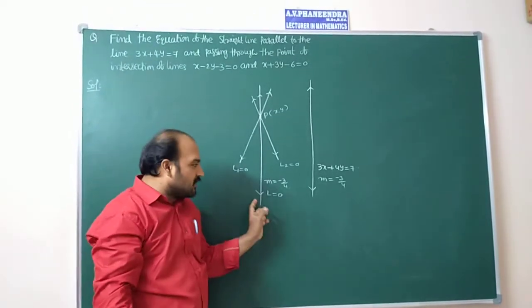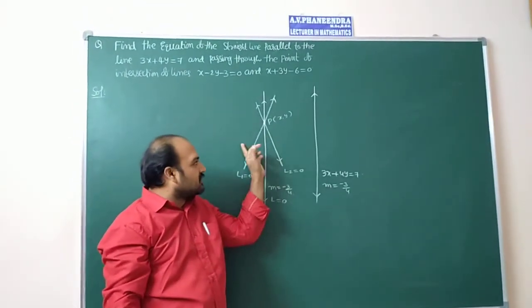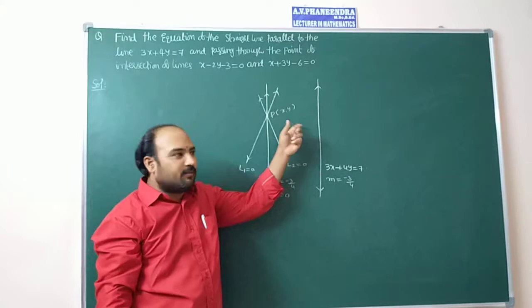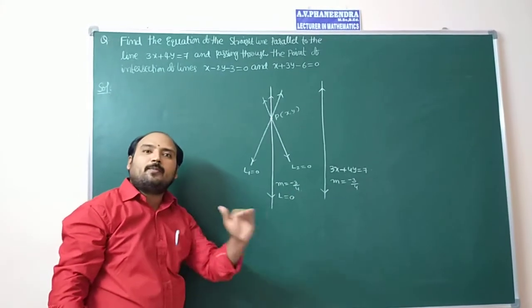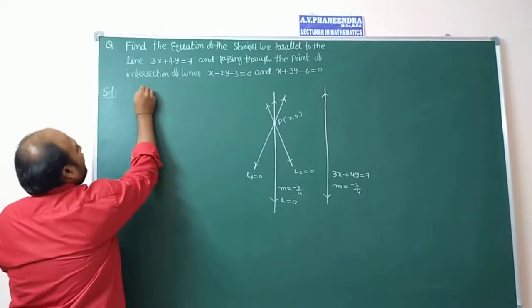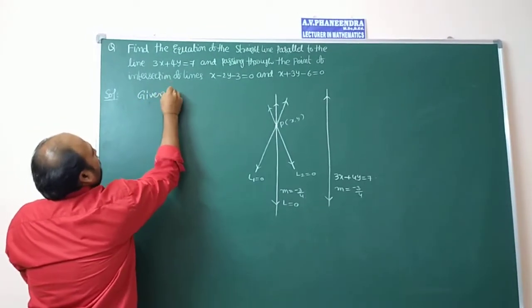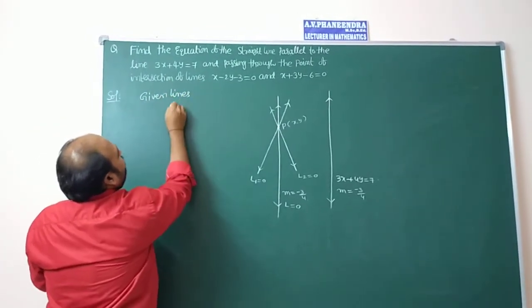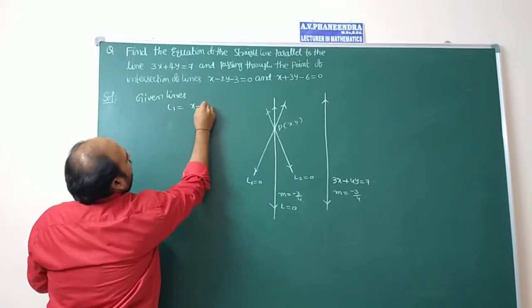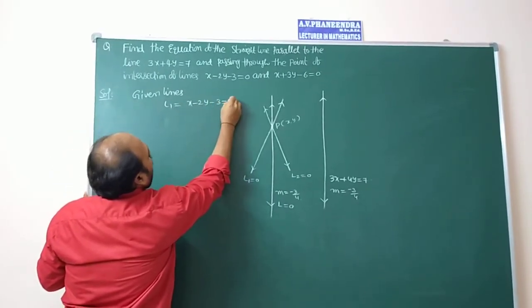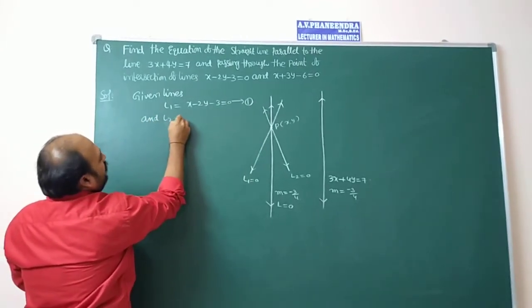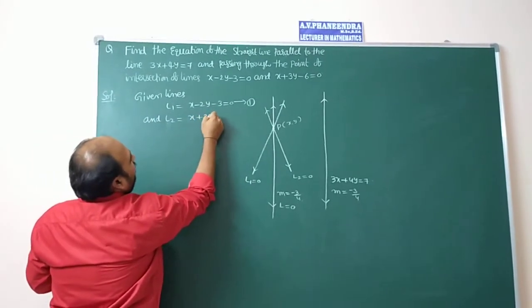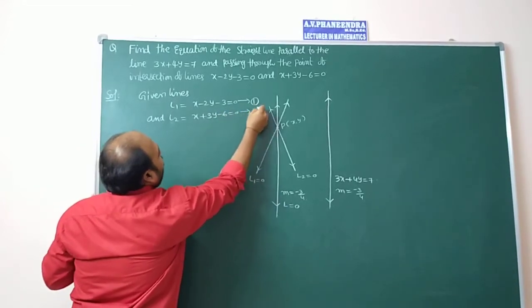To get the equation of line, we require the point of intersection of these lines, that is x comma y. By solving these equations, you will get the point and slope. After that, you can apply the point slope form. So first, given lines, you write them. Given lines, L1 is equal to x minus 2y minus 3 equal to 0. Put that equation number 1. And L2 equal to x plus 3y minus 6 equal to 0.